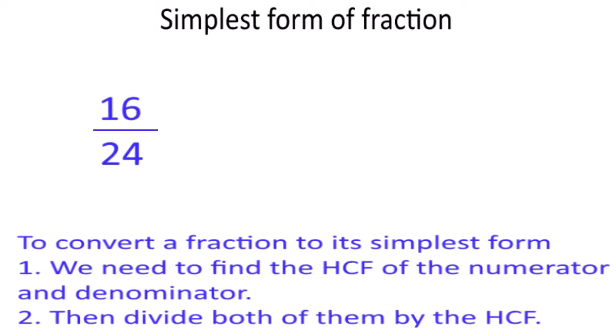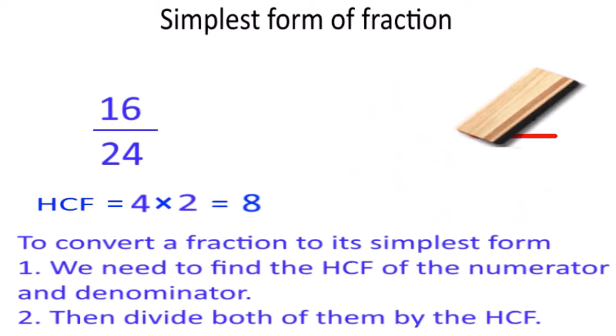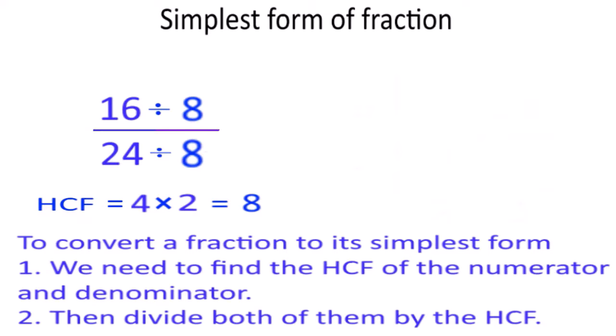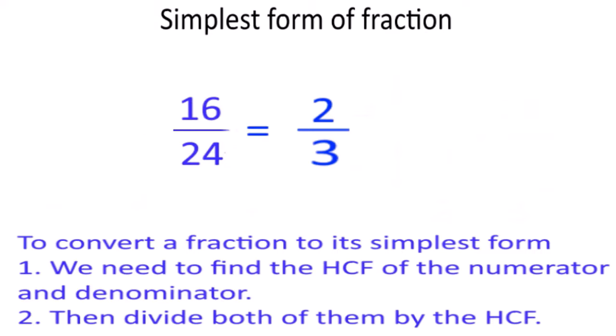Take the fraction 16 by 24. To convert the fraction to its simplest form, first we need to find the HCF of the numerator and denominator, and then divide both of them by the HCF. Find the HCF of 16 and 24. Then we will get HCF equals 4 into 2 equals 8. Now divide both numerator 16 and denominator 24 by the HCF 8. When we divide 16 by 8 we get 2 and 24 by 8 we get 3. Thus the simplest form of 16 by 24 equals 2 by 3.